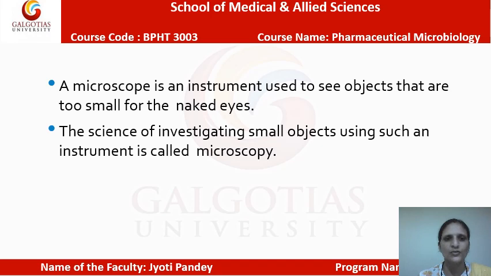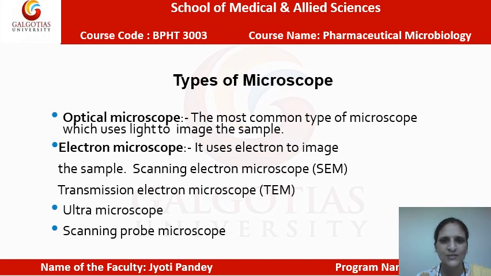So what is a microscope? A microscope is an instrument that is used to see objects which are very small in size and cannot be seen with the naked eyes. In science, to see smaller objects, there is a device which is known as a microscope, and the science is known as microscopy.